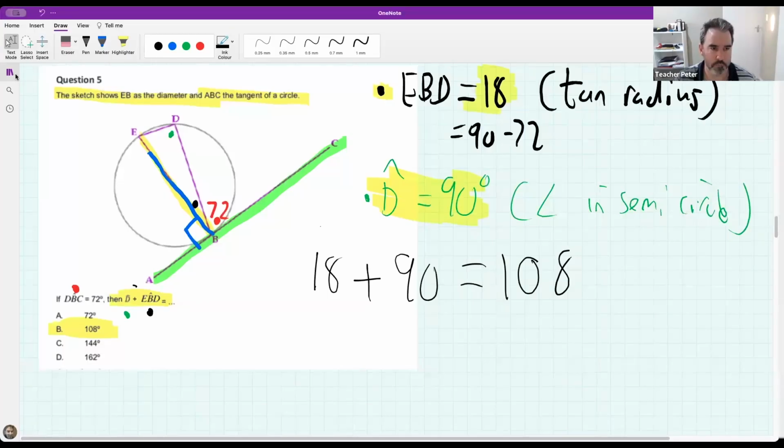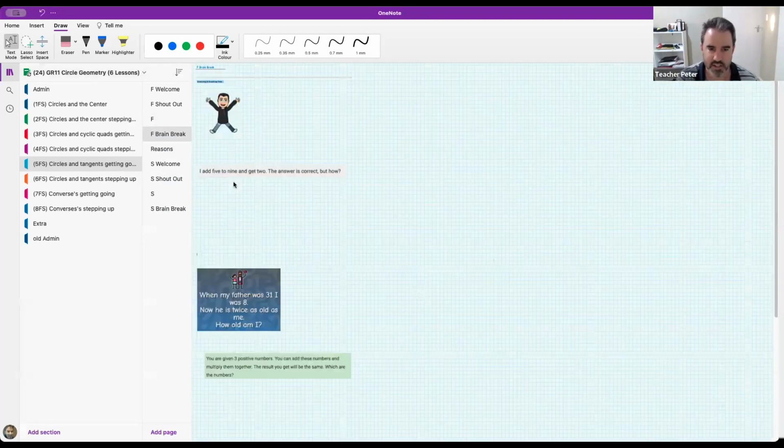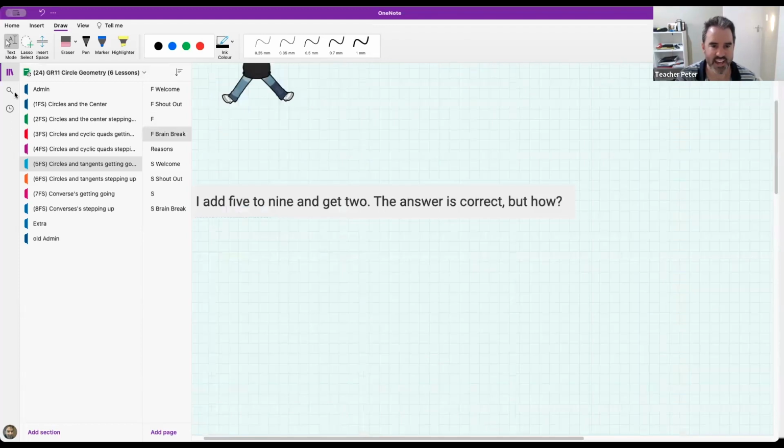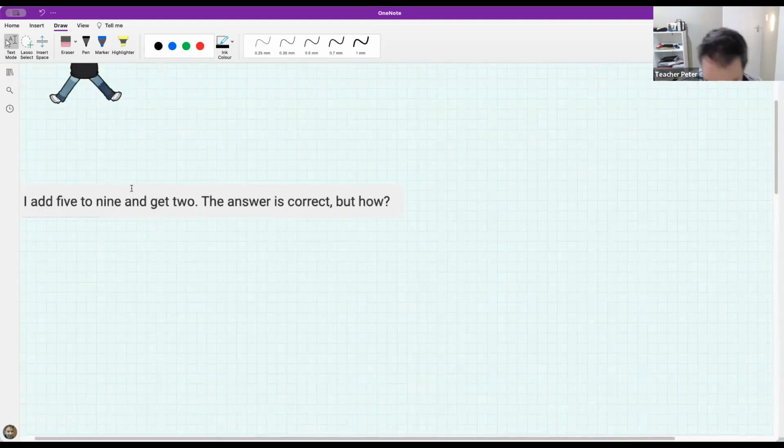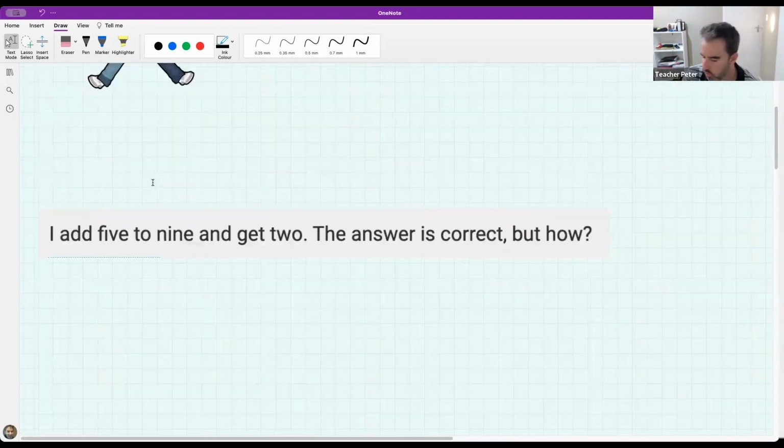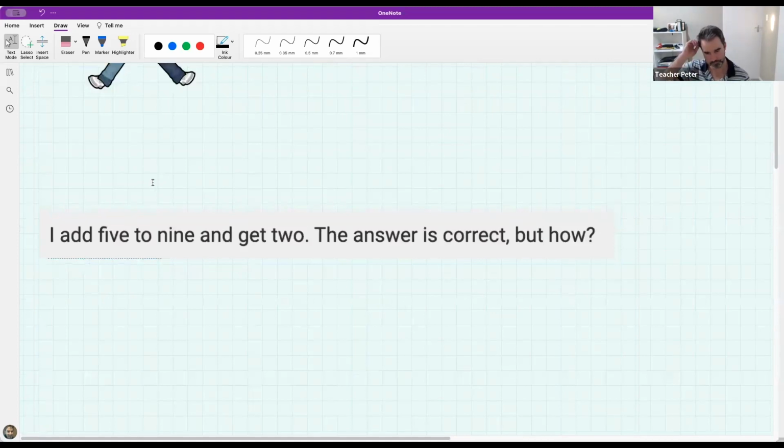And then your little puzzle question for today, I think you're going to like it, is: I add 5 to 9 and get 2. The answer is correct, but how? Who can answer that riddle for us? Who feels like they have the insight to the riddle? Oh, my neck just clicked. Did you hear it?